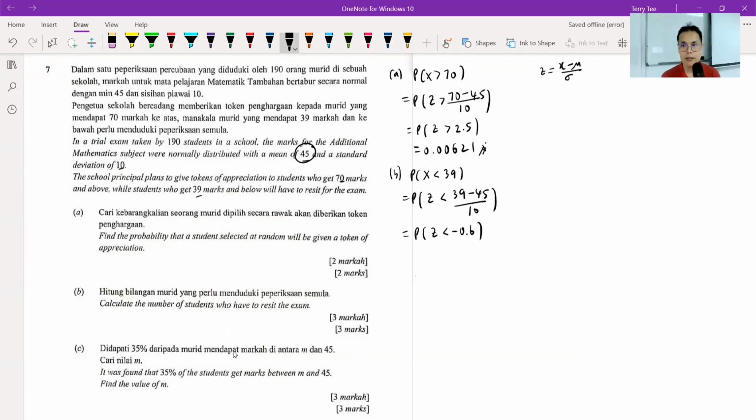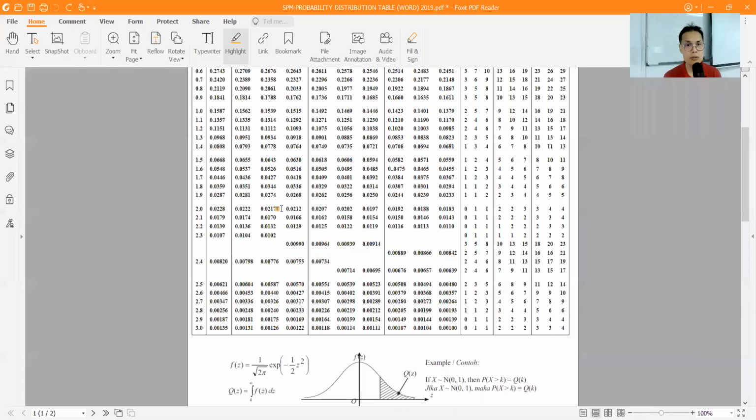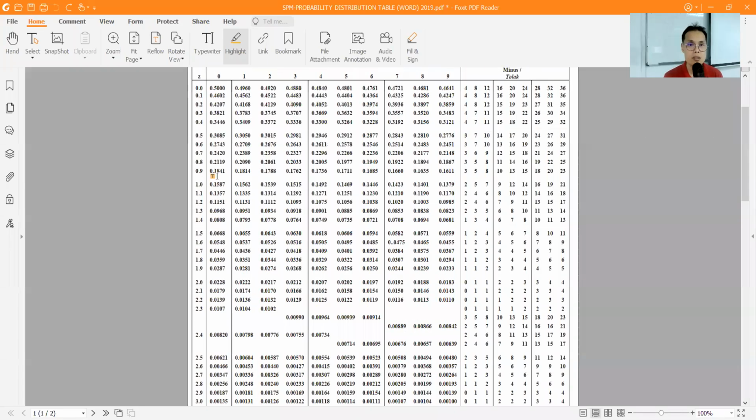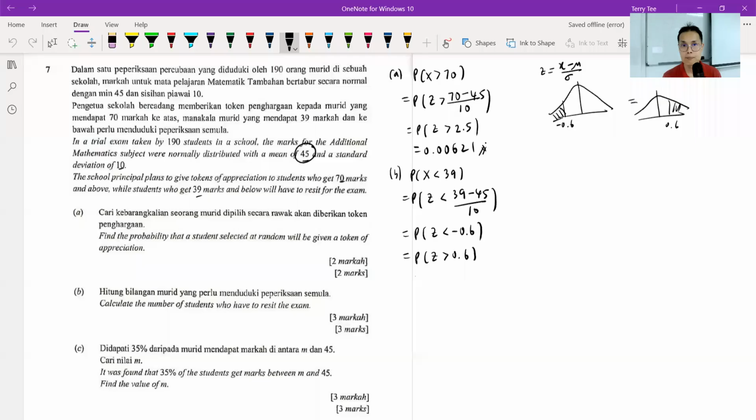Okay, negative 0.6 is on the left, right? We want less than. So remember your mathematical table is based on the upper tail. So we're going to flip it to the right. So this is actually the same as the probability of Z more than 0.6. Now we can read from the table if you want here. 0.6 is this number, 0.2743, right? 2743.